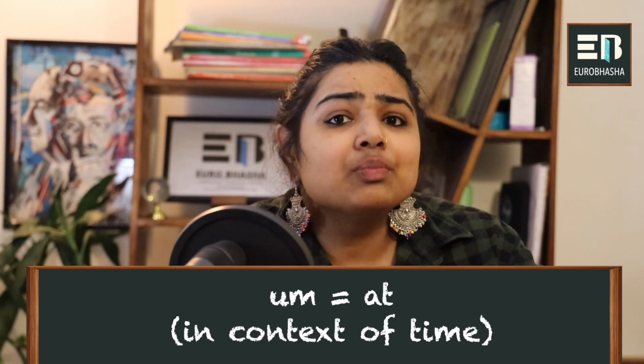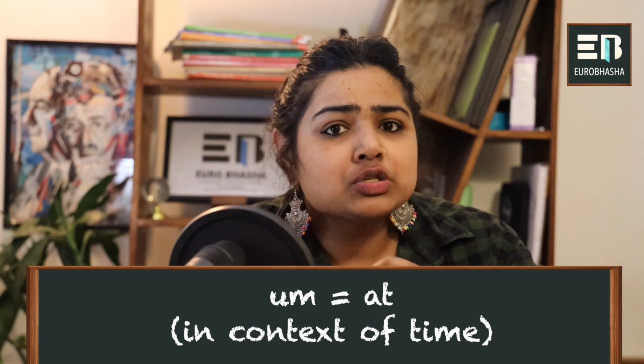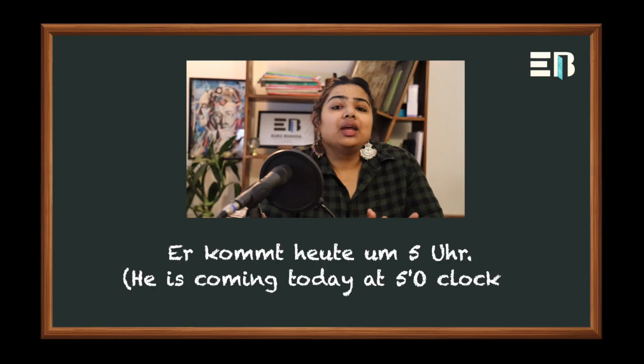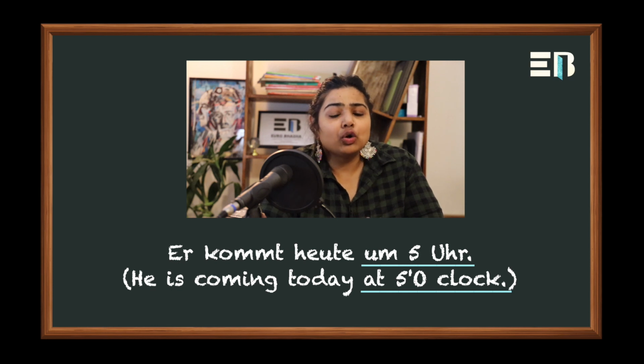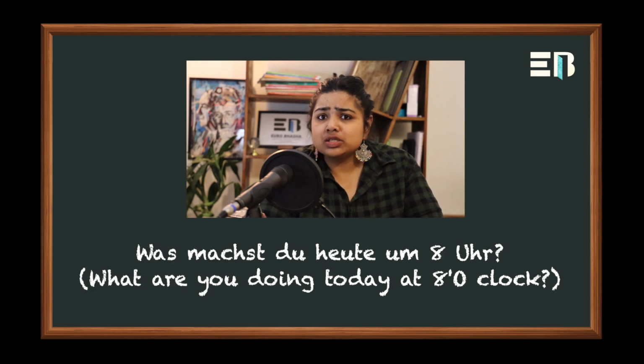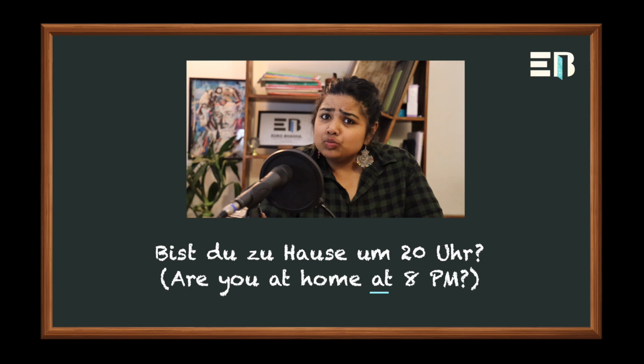Now let us look at some examples with um plus Zeit. Er kommt heute um 5 Uhr. He is coming today at 5 o'clock. Was machst du heute um 8 Uhr? What are you doing today at 8 o'clock? Bist du zu Hause um 20 Uhr? Are you at home at 8 in the evening?